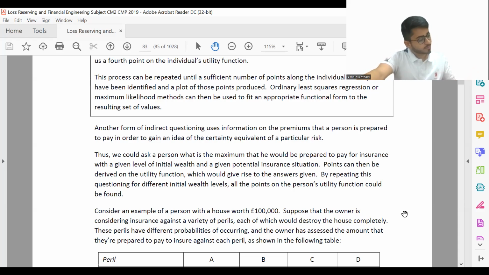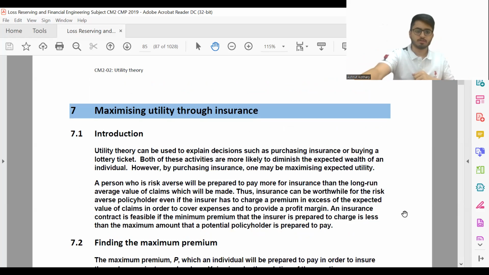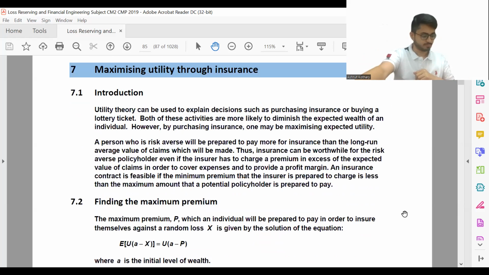Then the last topic we have is, give the heading, maximizing utility through insurance. We might complete it in the next 10 minutes only. Under this, the first point is finding the maximum premium.